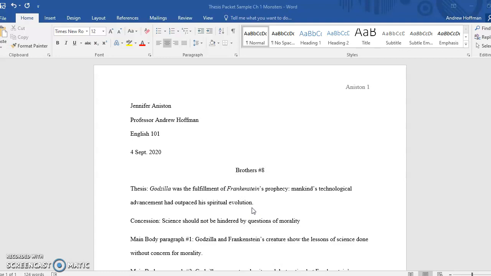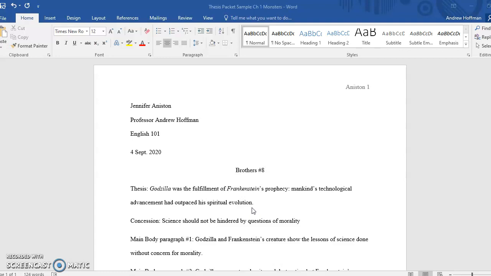Godzilla, on the other hand, was a film created in 1954. The prophecy had already happened. Nuclear bombs, or to be more precise, atomic bombs, which were dropped on Hiroshima and Nagasaki at the end of World War II. Okay, so Godzilla is actually created after the atomic attacks, right? It's a response. And that's why you see the path, I could call it, in this thesis.